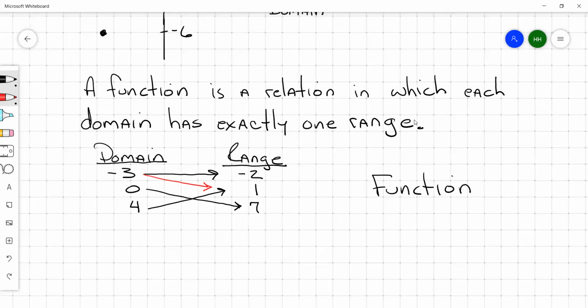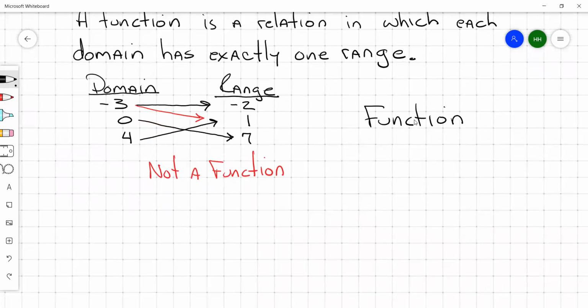All right. But if you put gas in it and it goes, then it functions. So when I add this red arrow here, when I add a second range to this one domain, that is not a function. Okay. When one input has two different outputs, that's not a function. Everybody all right with that? That's one way to test your data.